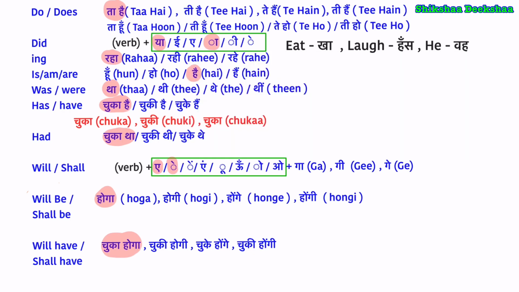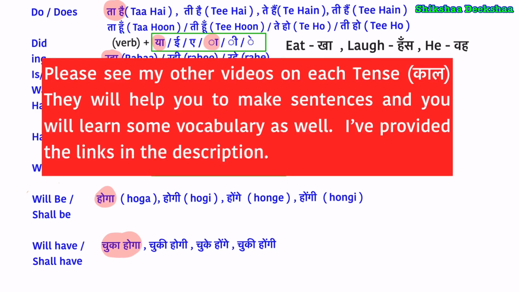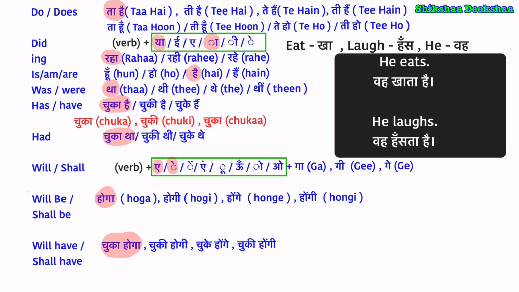Also for this video, I am assuming you all know English tenses already. So we are not going to cover what tenses are, but we will learn how these verbs will change with the tense. Let's start. We have two simple present tense verbs here, eats and laughs. So you add ta hai to the verbs. Khata hai, hasta hai. So the sentences are vah khata hai, vah hasta hai.